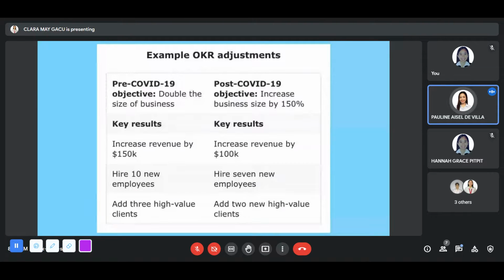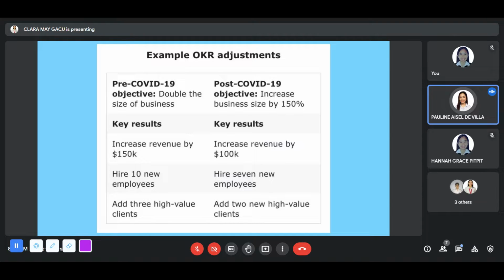So since it is an adjustment, meron din pong post-COVID-19 objective, which is to increase business size to 150%. So ang key results naman nito ay to increase revenue by $100,000, hire 7 new employees, and add two new high-value clients. Ideally, teams should only have about a 70% rate on key results. If teams are constantly hitting 100%, it likely means that the ultimate goal was not ambitious enough.